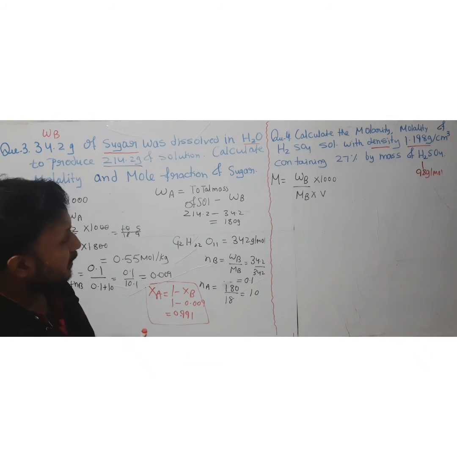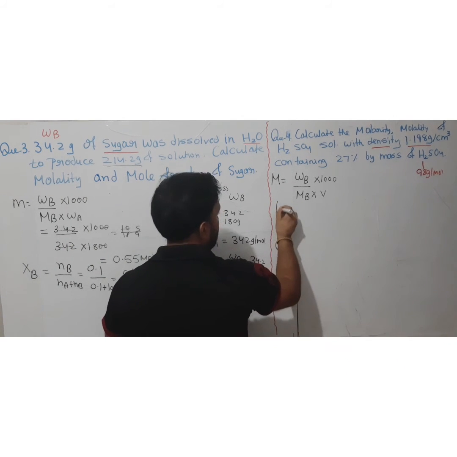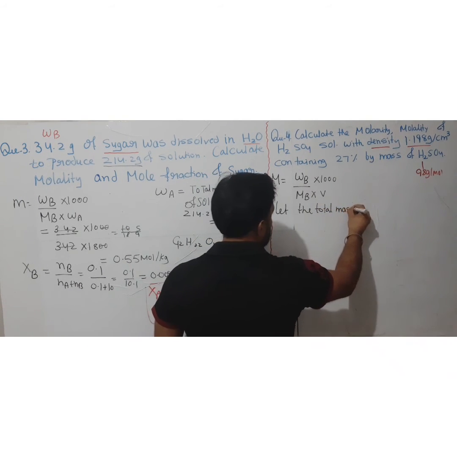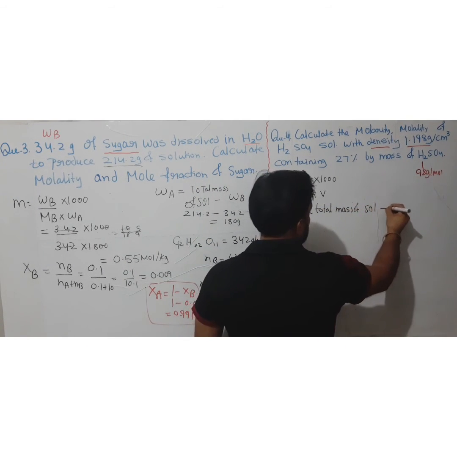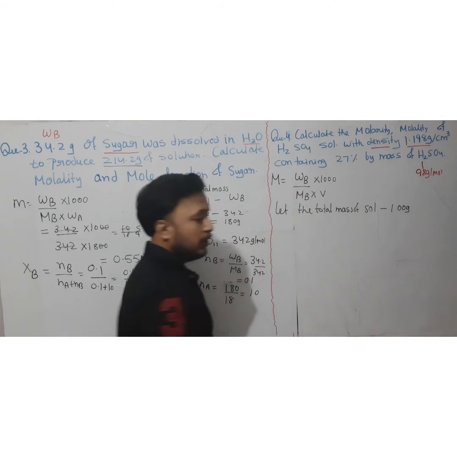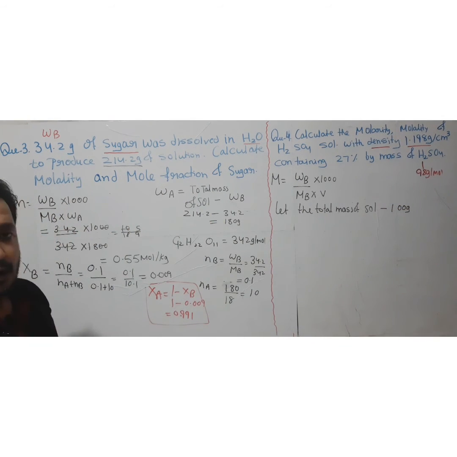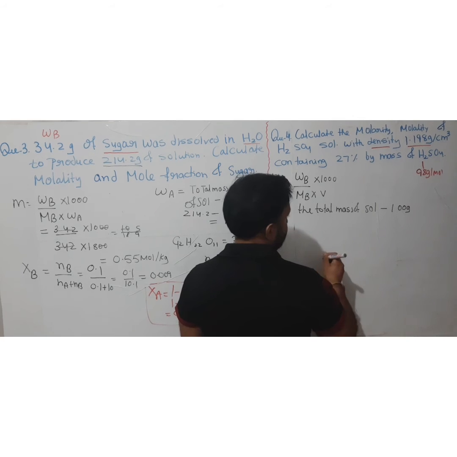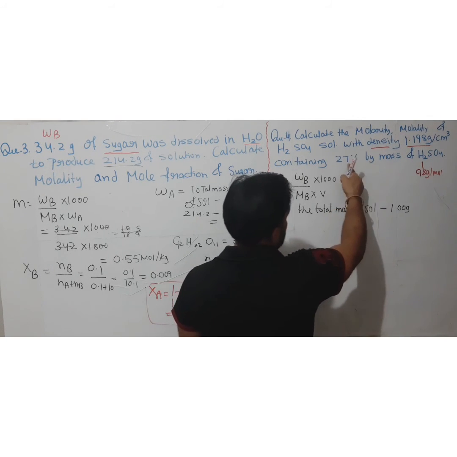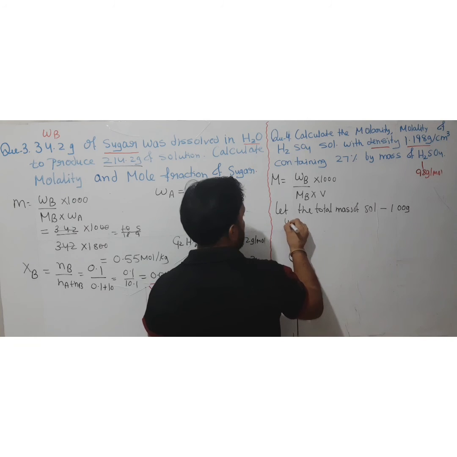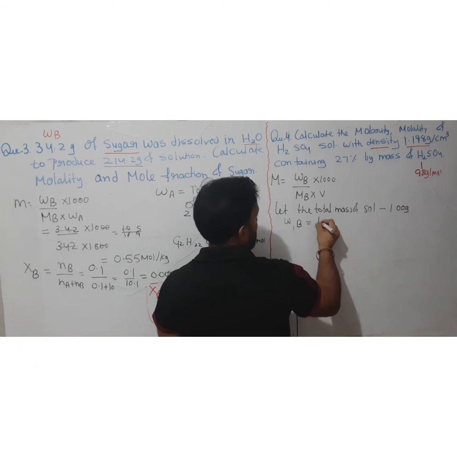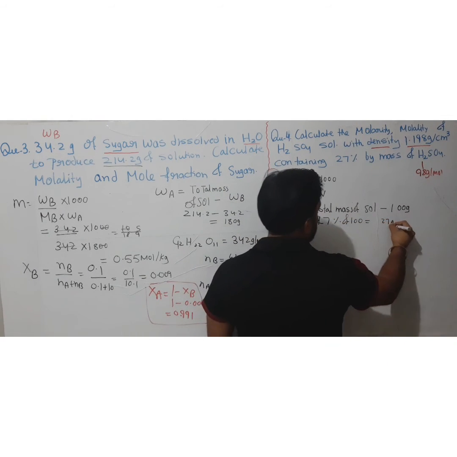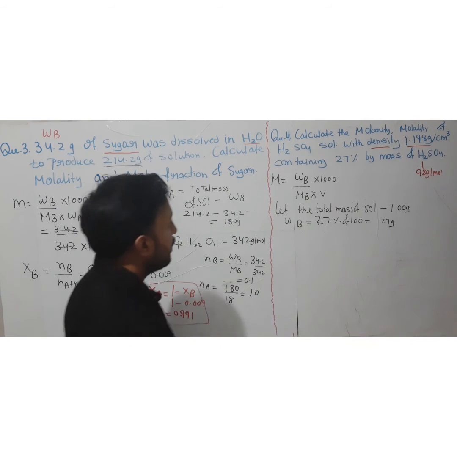So how do we calculate the other things? Let's use another method. Let the total mass of solution be 100 gram. Okay, we have considered that the total mass of the solution is 100 gram. Now when we know the total mass of the solution, that is 100 gram, out of which 27% is H2SO4, so the WB is going to be 27% of 100, or we can say 27 gram only. So WB now we know.